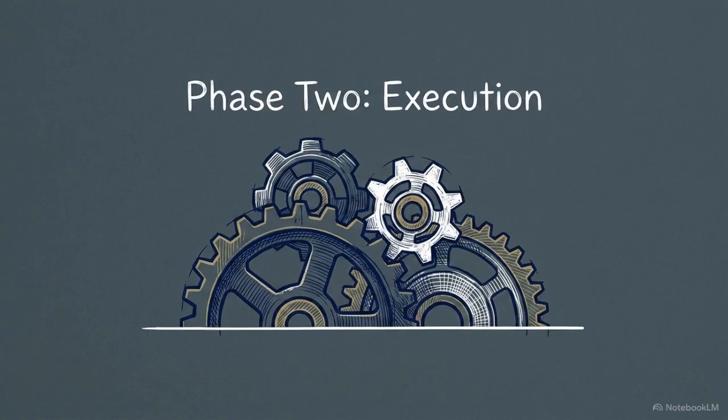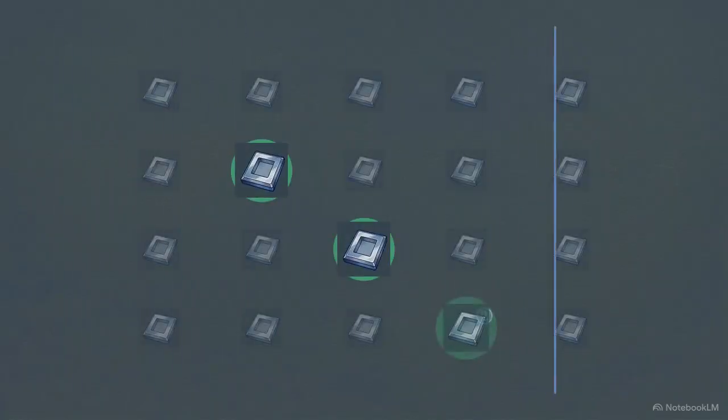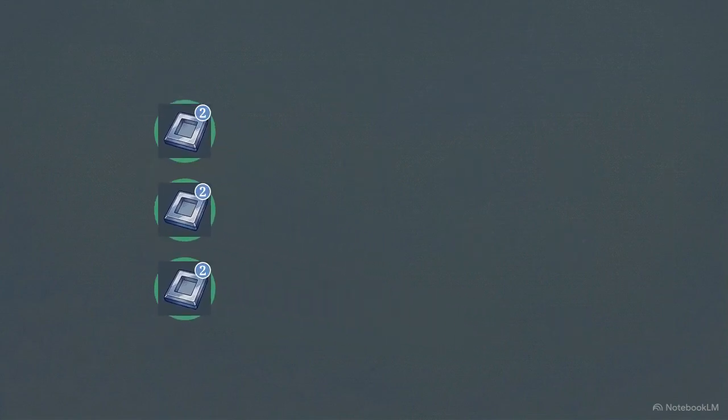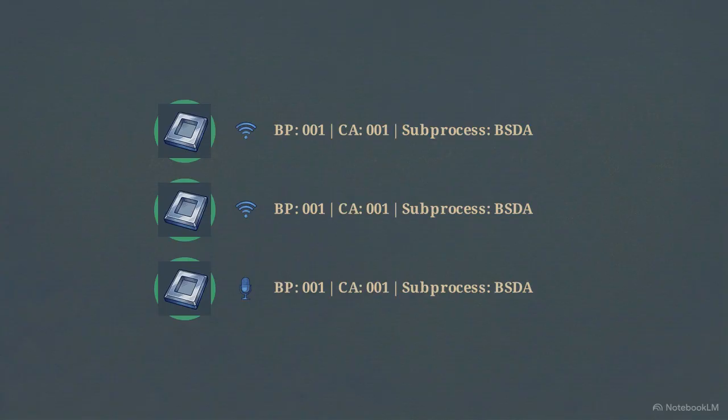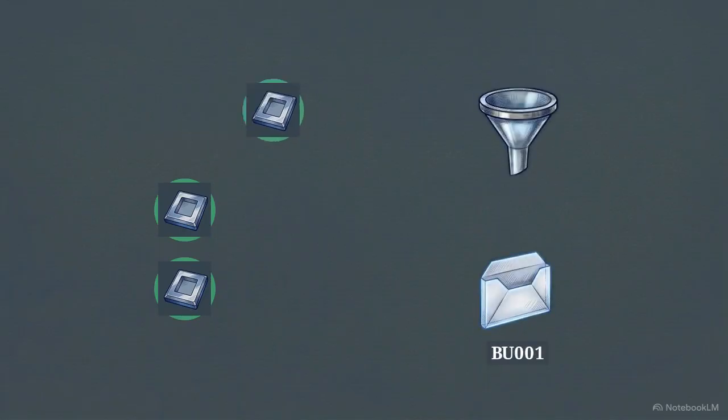Now that we have validated our items, we move to phase 2, execution. The system initiates a billing run, scanning the database to select all eligible status 2 items. Once selected, the items undergo grouping. This step determines exactly which individual charges will share the same final customer bill. By default, SAP groups items sharing 3 attributes: business partner, contract account, and billing subprocess.